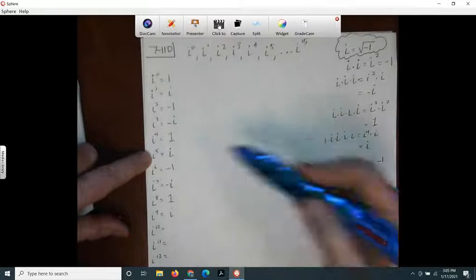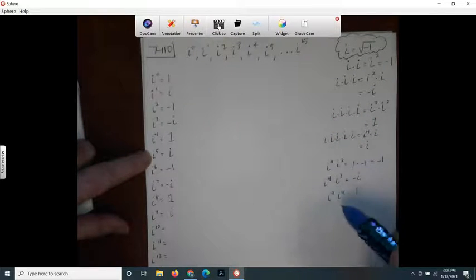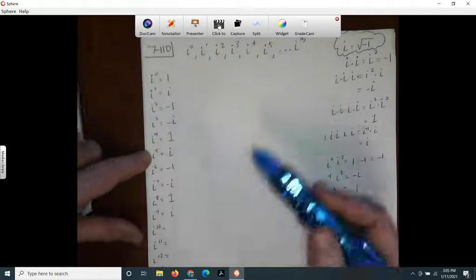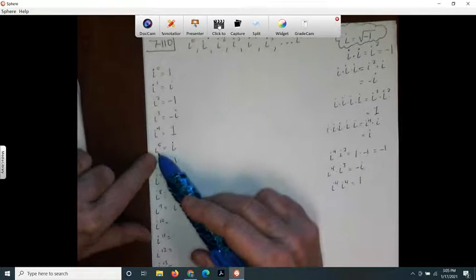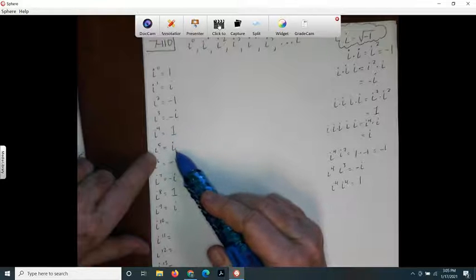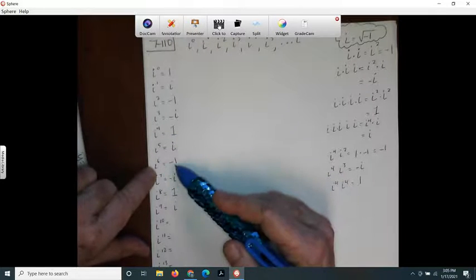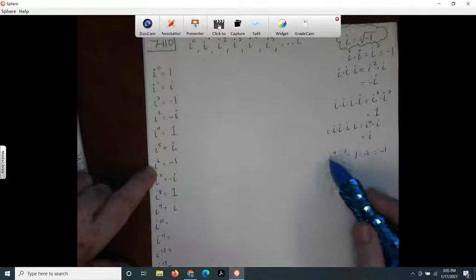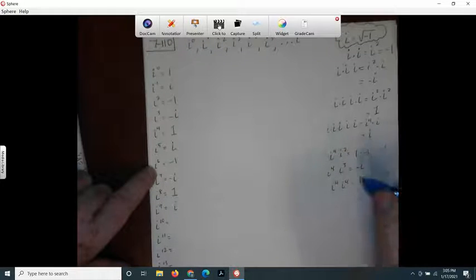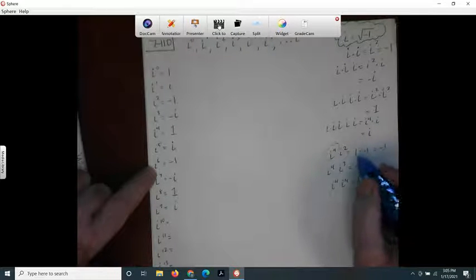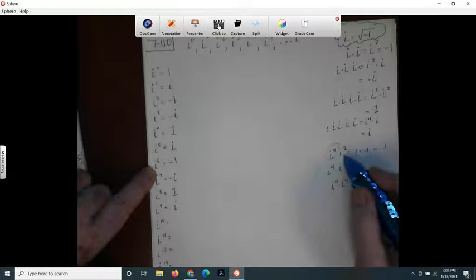So i to the 5th, I thought of that as i to the 4th times i, so that's just i. i to the 6th, well, you could say i to the 6th is i to the 4th times i squared, because they just have to add up to 6. And we know i to the 4th is special because i to the 4th is equal to 1. So i to the 4th times i squared is just i squared, because 1 times anything is itself. And we said i squared was negative 1. So there we go. And you might be able to see the pattern by now.